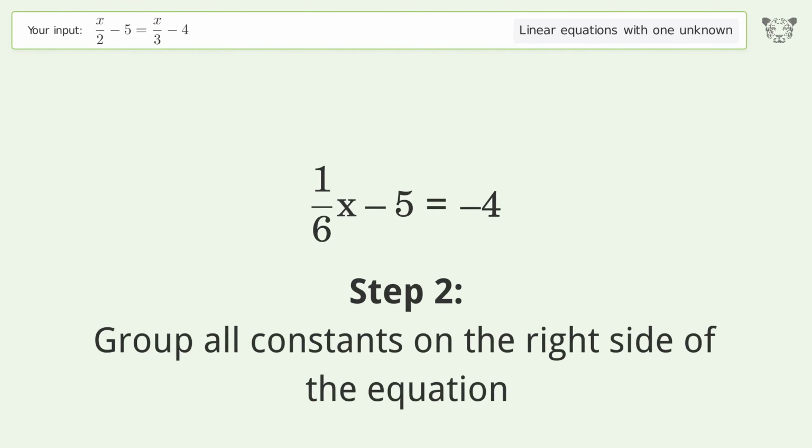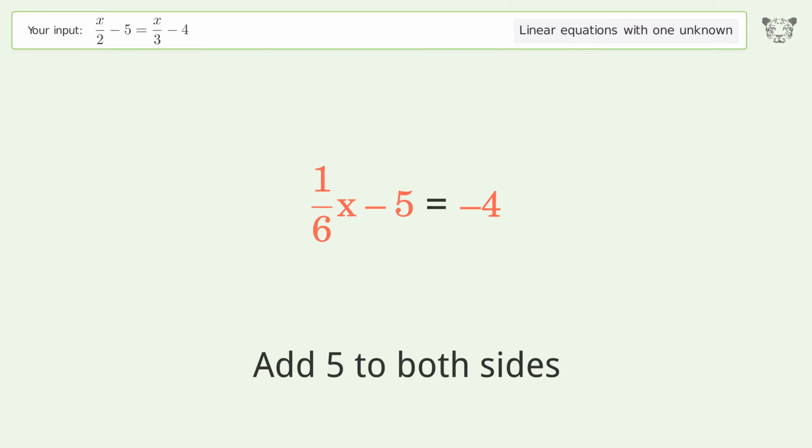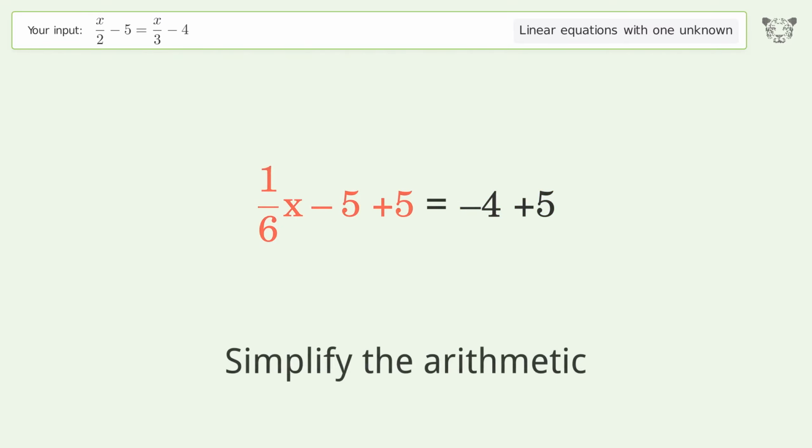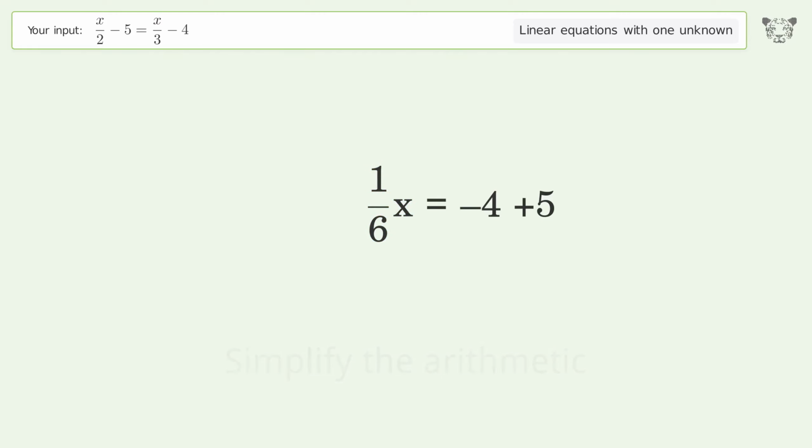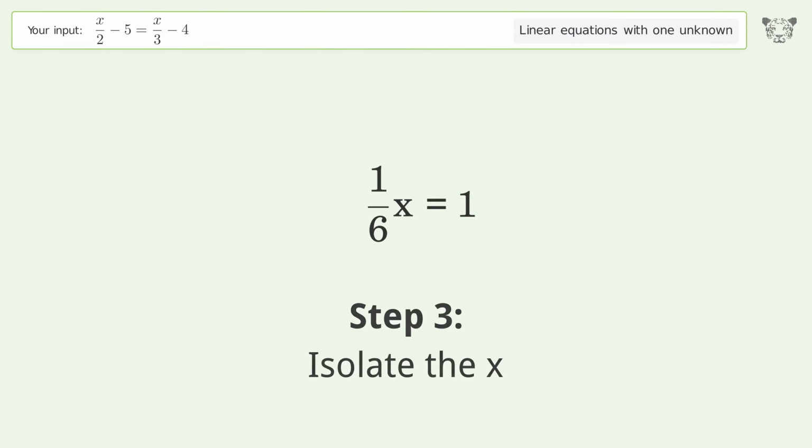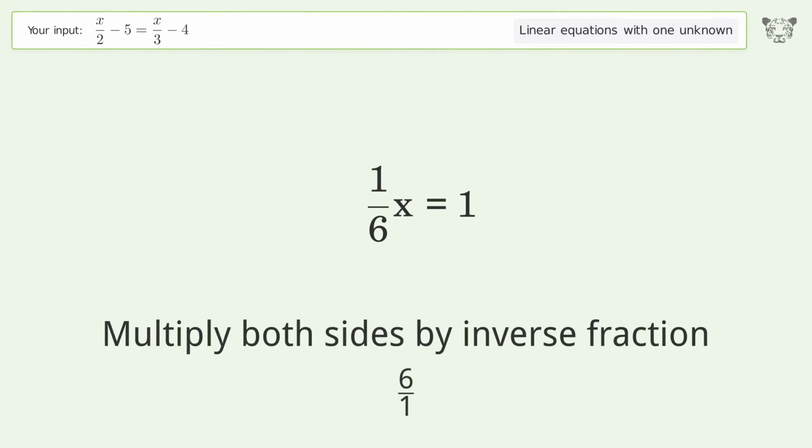Group all constants on the right side of the equation. Add 5 to both sides. Simplify the arithmetic. Isolate the x. Multiply both sides by inverse fraction 6/1.